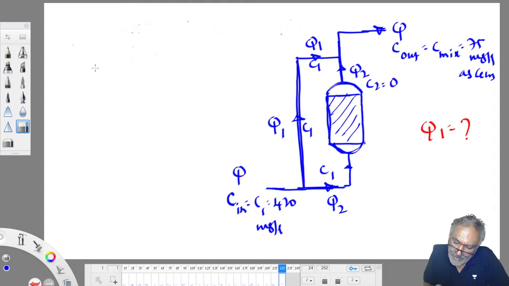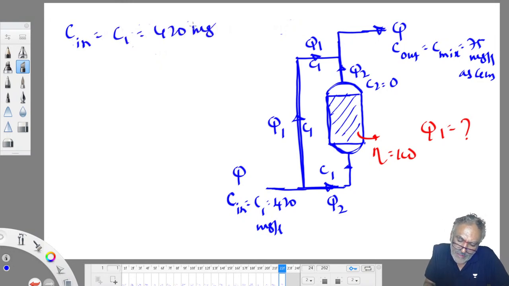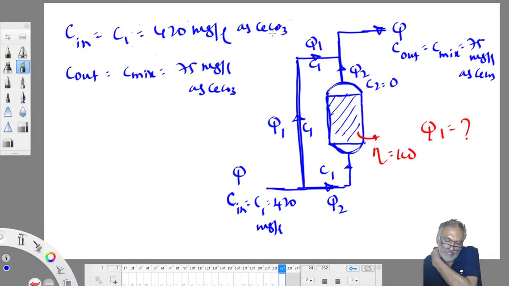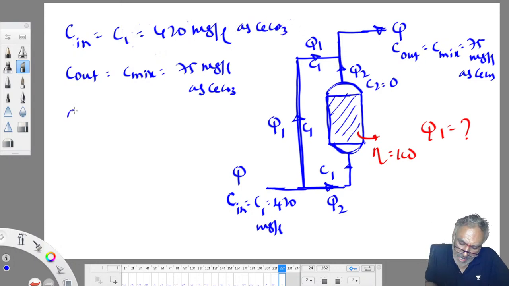Efficiency of the ion exchanger is 100%. If all water passes through the ion exchanger, zero hardness water will come out. C out should be zero, but zero is not allowed. So he has given C in, assumed as C1, which is equal to 420 milligram per liter. C out, that is nothing but C mix, is supposed to be 75 milligram per liter as CaCO3. Hardness is expressed in terms of milligram per liter as CaCO3. And Q is equal to Q1 plus Q2, because Q only bifurcates into two flows, which again join there.